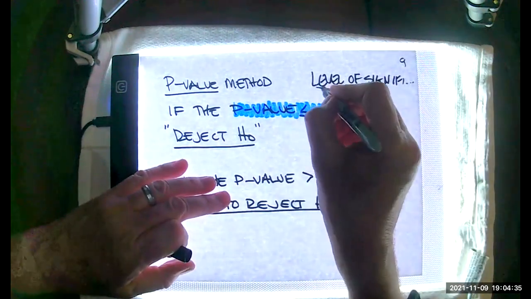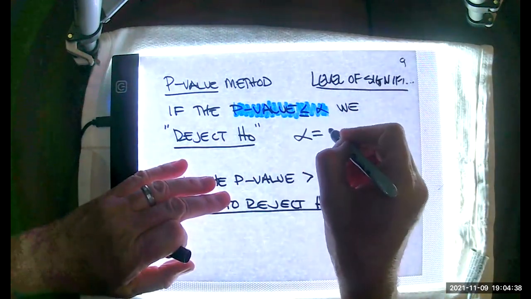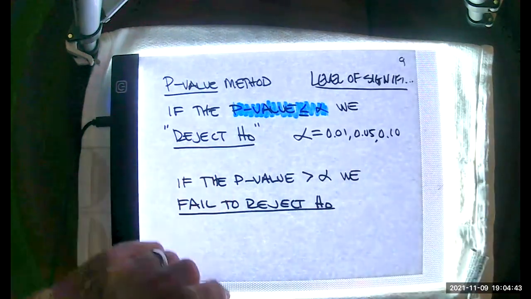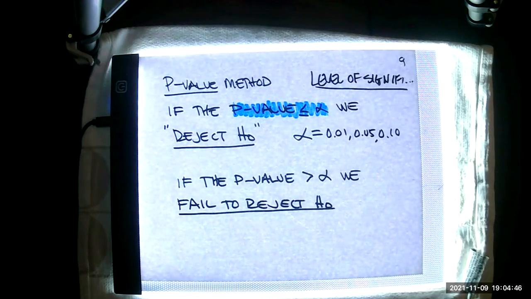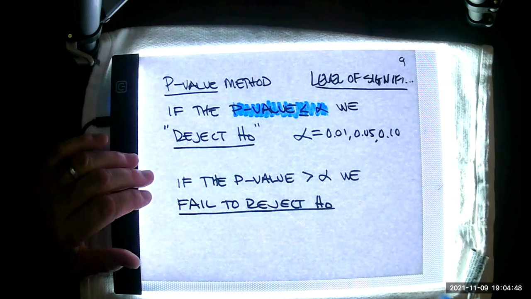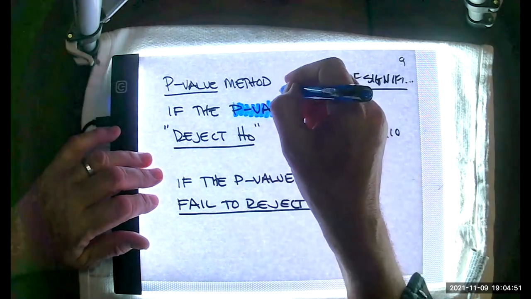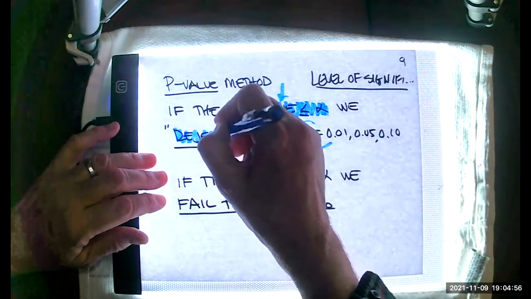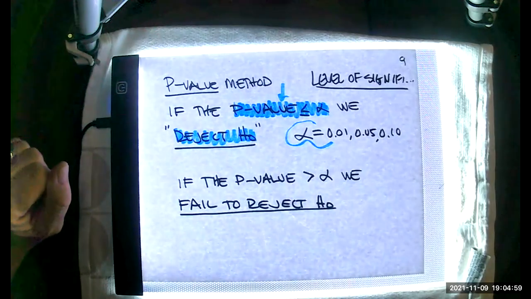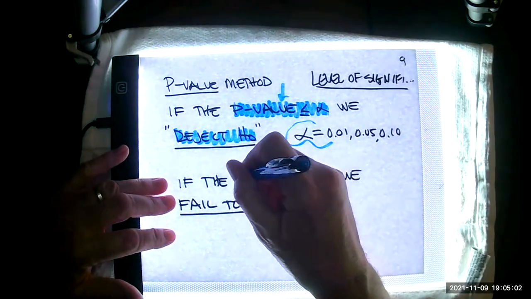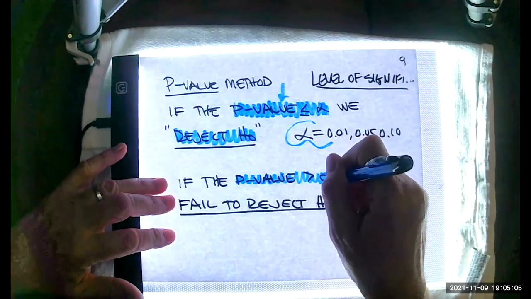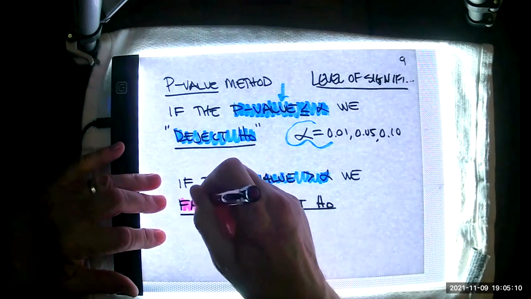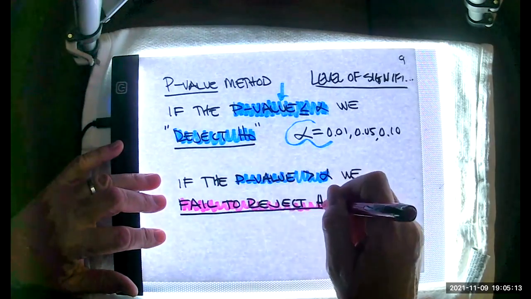Very common levels of alpha, by the way, are 0.01, 0.05, and 0.10. Although others, on occasion, make a guest appearance. If my p-value is less than or equal to my alpha, whatever it might be, we reject the null hypothesis. On the other hand, if the p-value is greater than alpha, we fail to reject the null hypothesis.